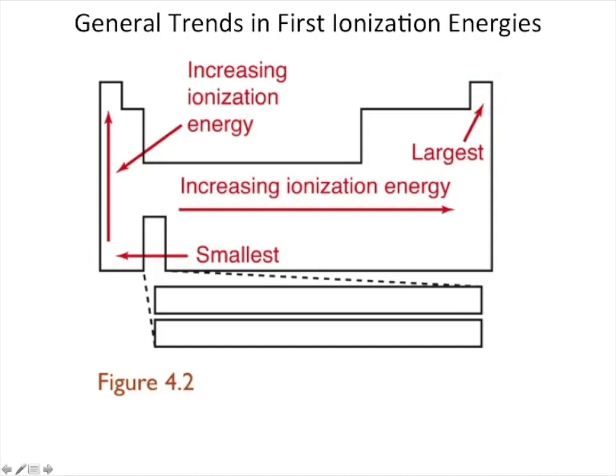The way I think about this in my head is that ionization energy just increases this way. It increases from the bottom left to the top right. What that means is it increases as you go up and it increases as you go across. So in my head I just think this trend goes from the bottom left up to the upper right.